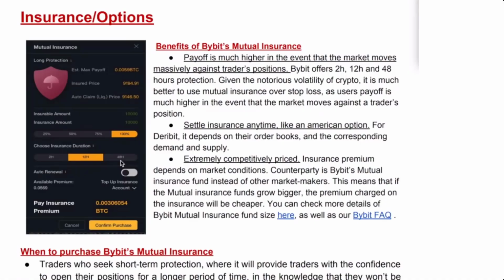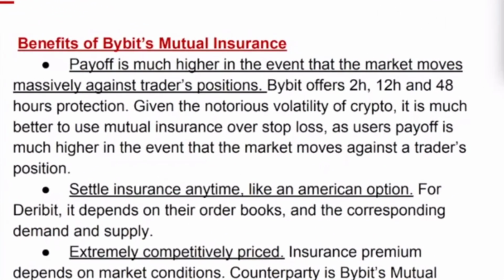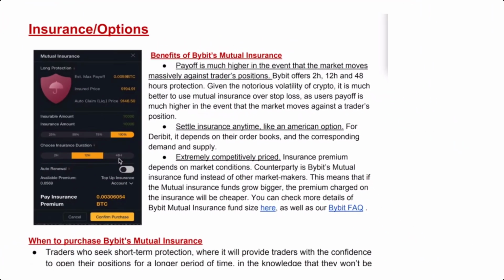responsibly. The mutual insurance feature offered by Bybit serves as a risk management tool for traders, providing an alternative to conventional stop-loss and take-profit mechanisms. Unlike stop-loss orders, mutual insurance compensates traders if the market moves against their position, while still offering rewards if the market moves in their favor. By choosing different durations for insurance, such as 2 hours, 12 hours, or 48 hours, traders can tailor their risk management strategy to suit their trading style and market conditions.